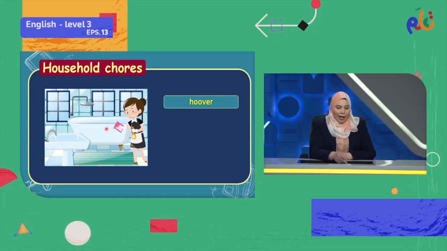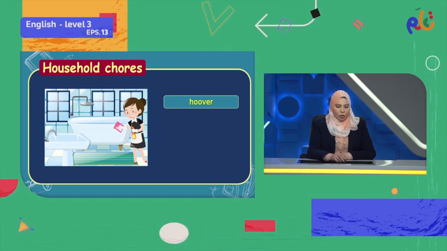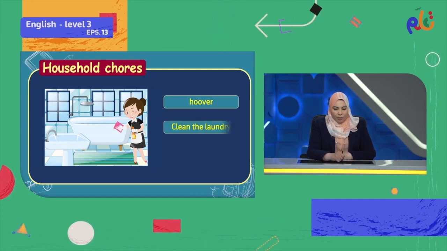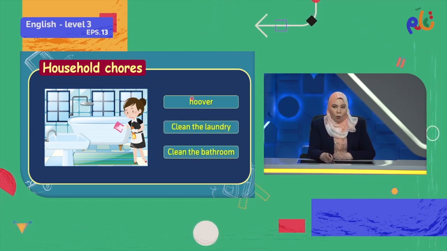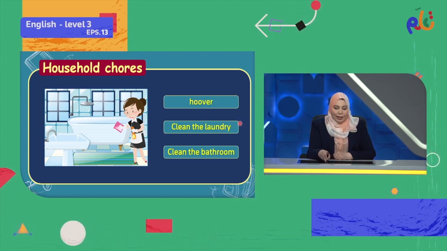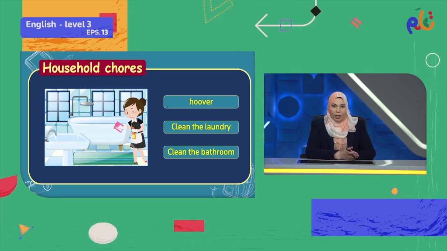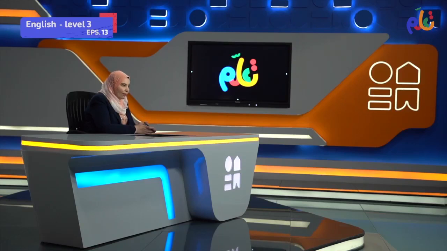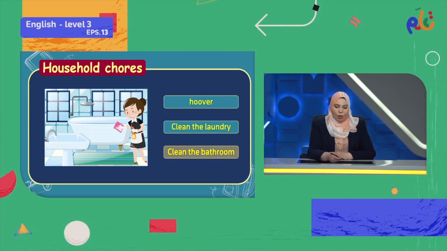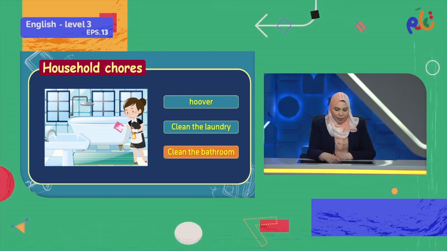Okay, and we have the girl here. Where is she? Okay, so she's in the bathroom. And the options we have are hoover, clean the laundry, or clean the bathroom. Hoover has the same meaning as vacuum the floor. We can say vacuum the floor or hoover. So which one is it? Exactly. The girl is in the bathroom, so it's clean the bathroom.